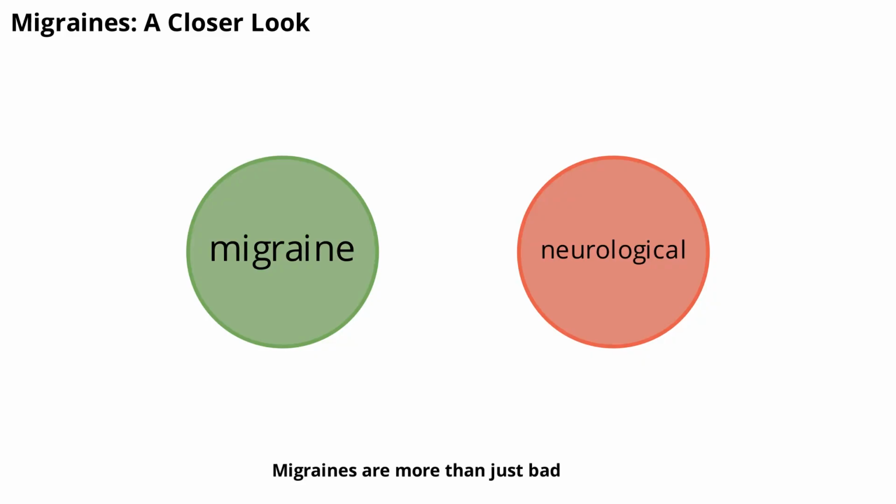Migraines are more than just bad headaches. They're a neurological condition with complex causes. Genetics, environmental factors, and brain chemistry all play a role.